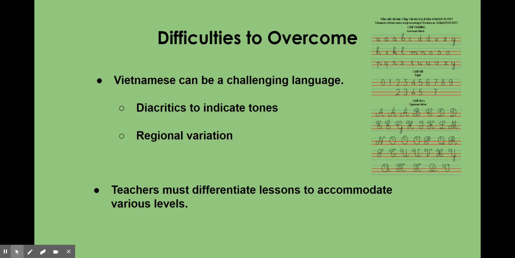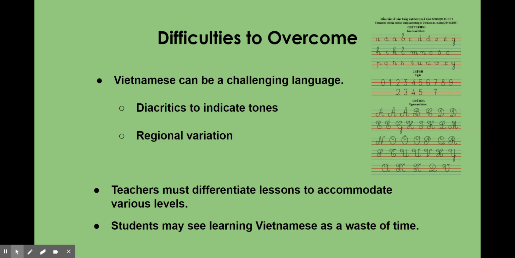Finally, for international students who are only here for a limited period of time, they may see learning Vietnamese as a waste of their time. Some parents come here on 2 or 3 year work contracts. The children know this and may view learning Vietnamese as not important in the long term.